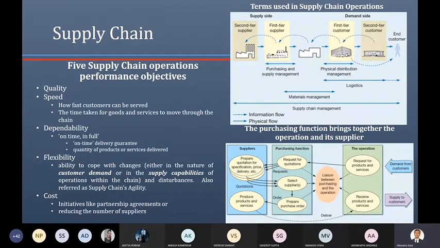You can depend on your supply chain. So dependability, on time, in full. That means जितना आपने ऑर्डर किया उतना पूरा. Fine. Then comes the flexibility. Flexibility to cope with the changes. Flexibility to cope with the changing demand. कभी कम हो रहा है, कभी ज्यादा हो रहा है. अकॉर्डिंगली योर सप्लाई चेन हैज टू मैनेज.